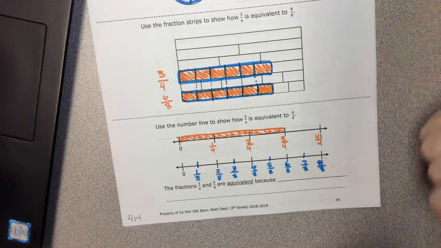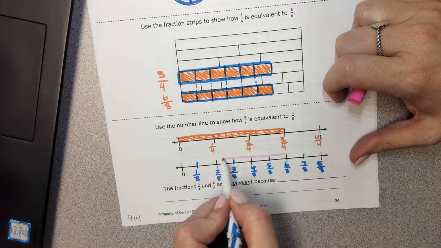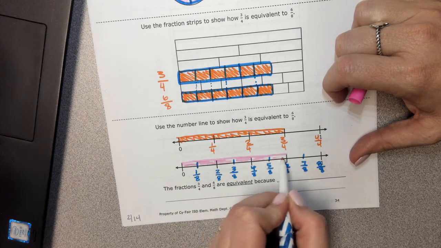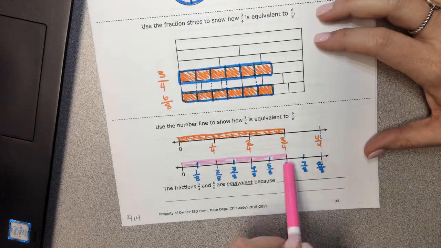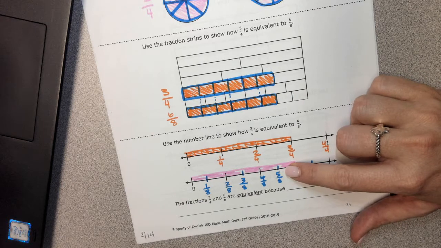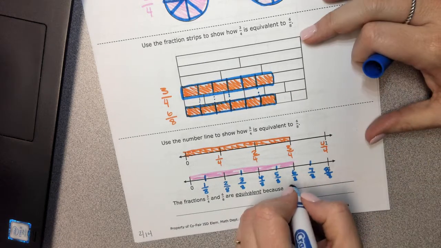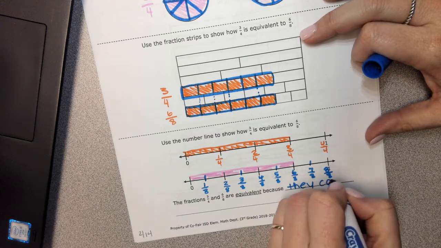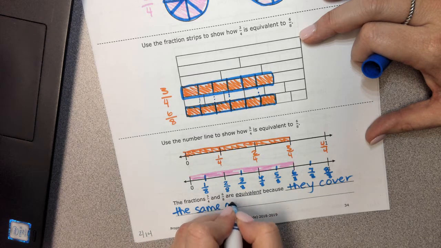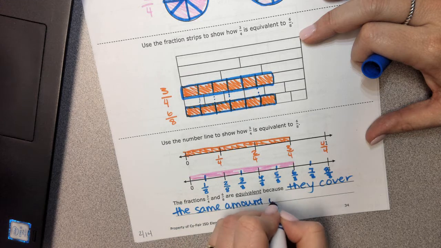And I'm going to shade 6/8. So keep changing colors. And I can see that they are equivalent. I've partitioned my fourths into eighths. They're equivalent because they cover the same amount of the same size whole.